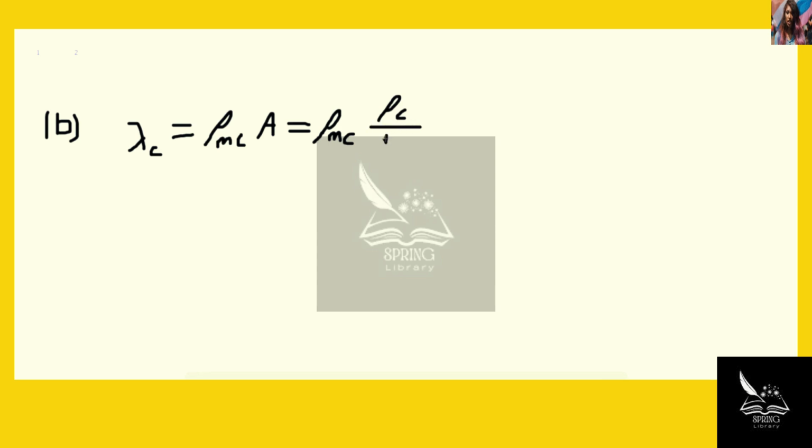Okay, let's start a new page here to do part B. In part B, we are asked to find the mass per unit length of the copper wire. So we call that lambda of the copper wire, which is equal to the density of the copper wire, rho m C, times the area. And again, we already calculated what the area is, so this is rho mC times the resistivity of copper divided by R over L.